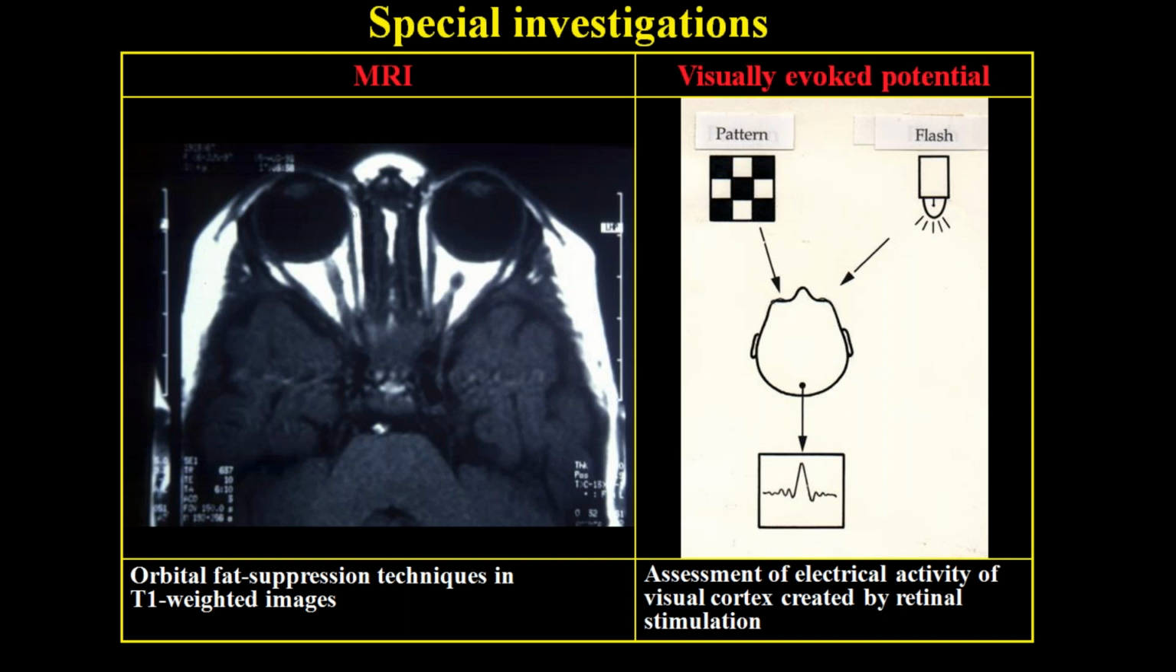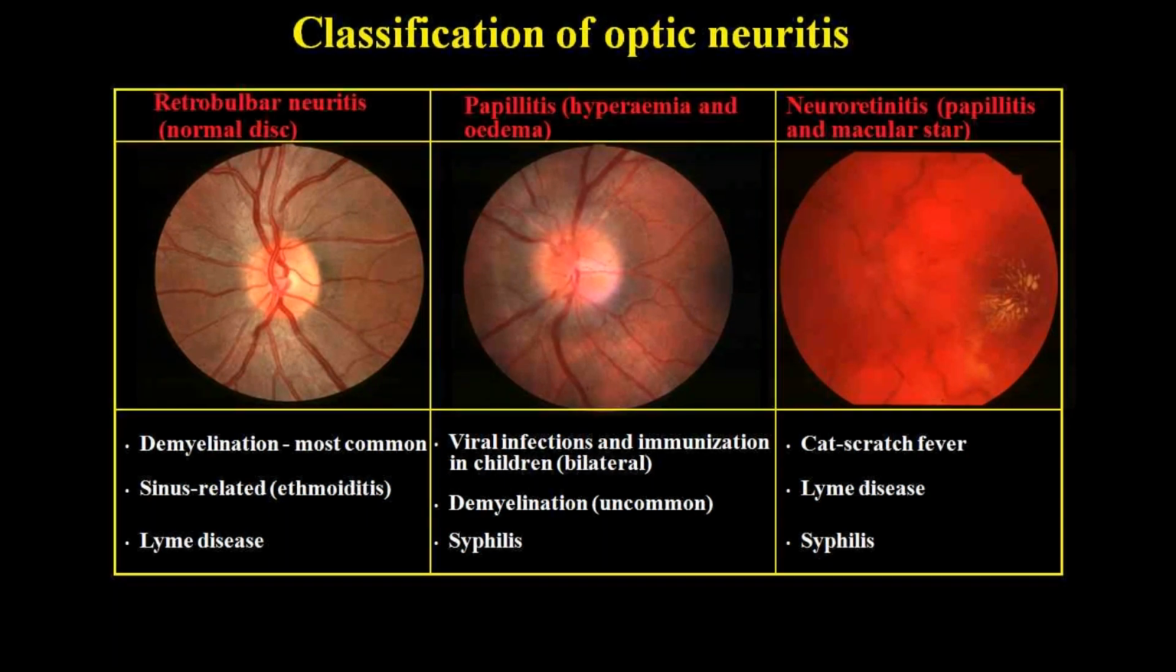MRI and visual evoked potential. These are some investigations which are commonly done. So this is in brief about the optic nerve dysfunction. Now let's come to the classification of optic neuropathy.